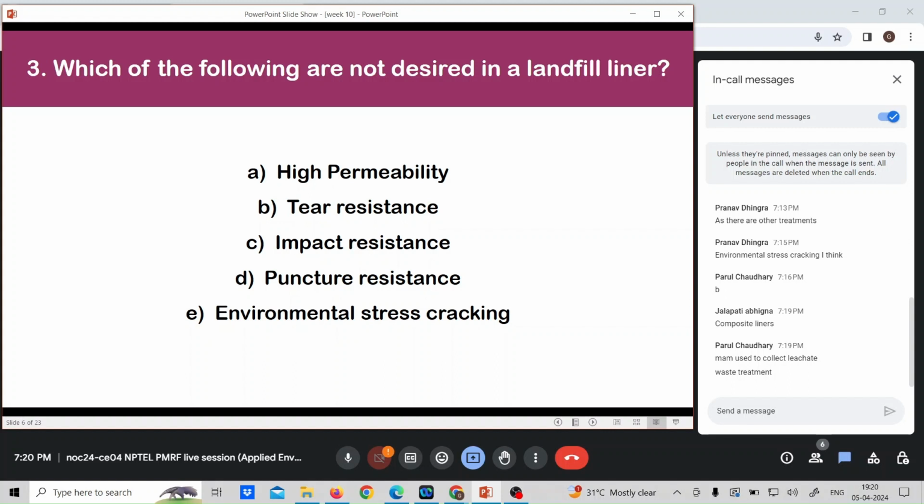The problem is, also there may be rain, there may be some kind of a water leak, something may happen, and there are chances of water being generated from the waste itself. This water should not seep into the nearby land. Okay, if it's going to seep into the nearby land, it's going to contaminate the soil in that place.